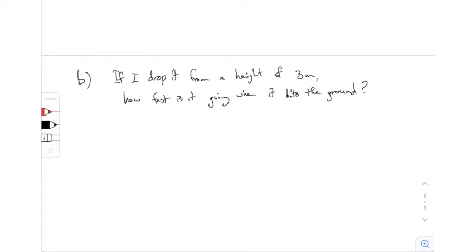If I drop something from a height of 3 meters, how fast is it going when it hits the ground? All right? To answer this, you need sort of two steps. First of all, how long did it take to hit the ground? And then we can answer how fast was it going after that duration. So my strategy here is first I'm going to find the time of impact.